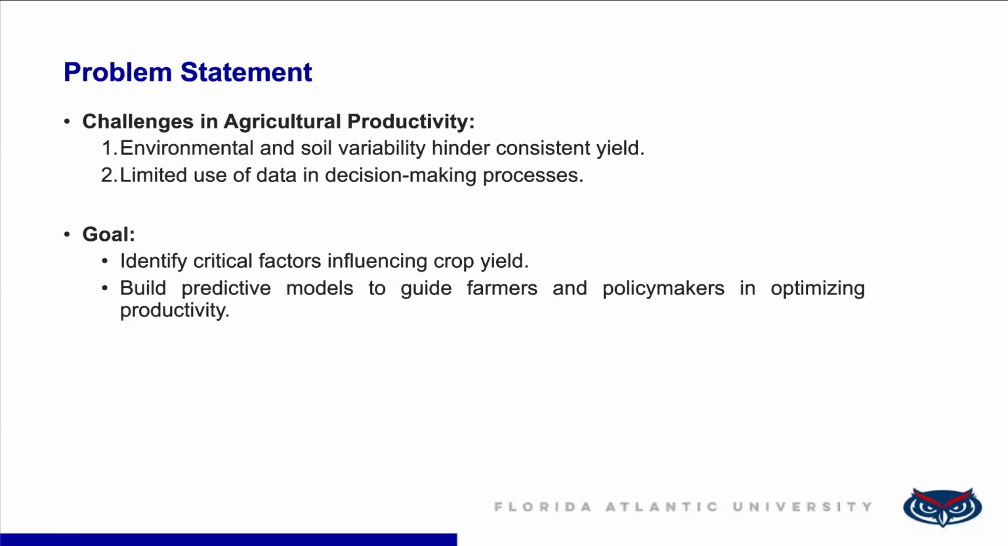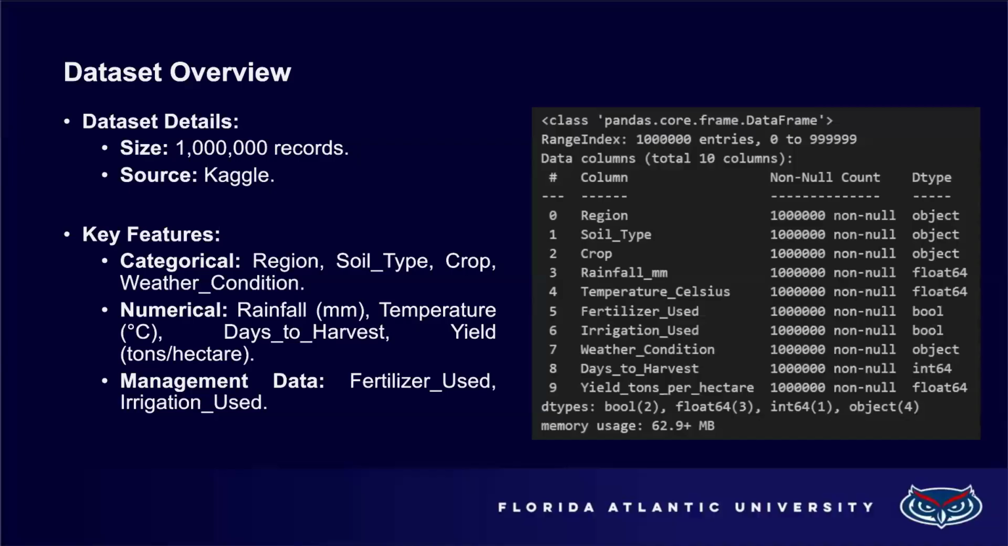The agriculture productivity has two main challenges: environmental variability and soil variability, which can hinder the consistent yield. And secondly, the limited use of the data in the decision-making processes. The goal of this project is to identify the critical factors influencing the crop yield and build a predictive model to guide the farmers and policymakers in optimizing productivity.